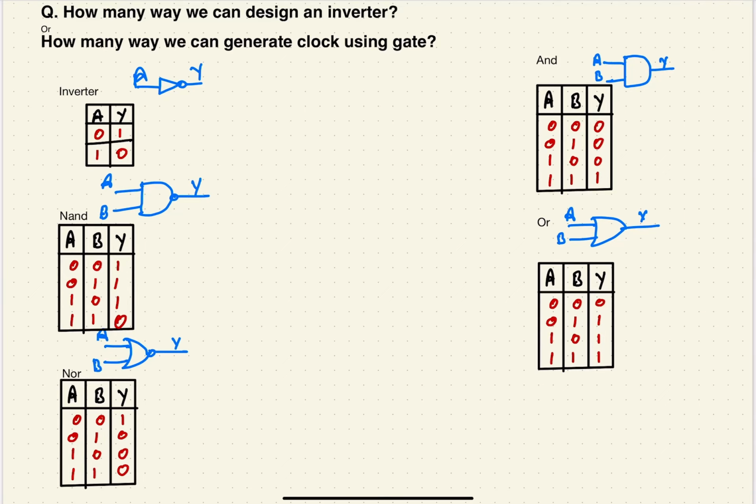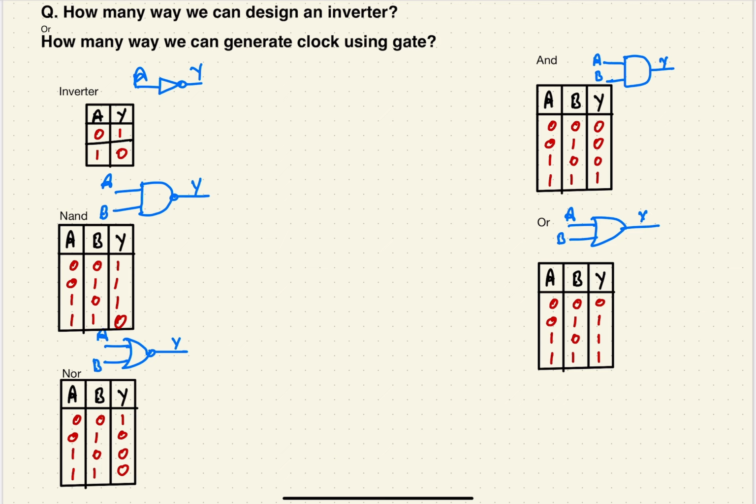Hi friends, today we will see an important question of digital electronics, that is how many ways we can design an inverter, or in another way we can say how many ways we can generate clock using gate. At the last of this video, we will see how inverter is converted into clock generation circuit. First, we see how different gates are converted to the inverter.